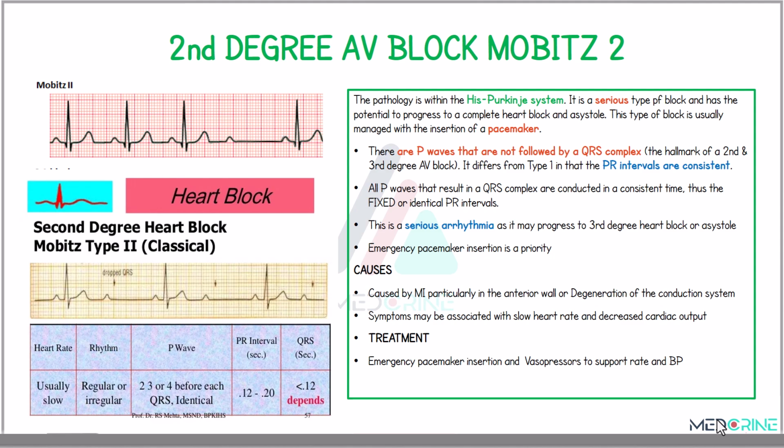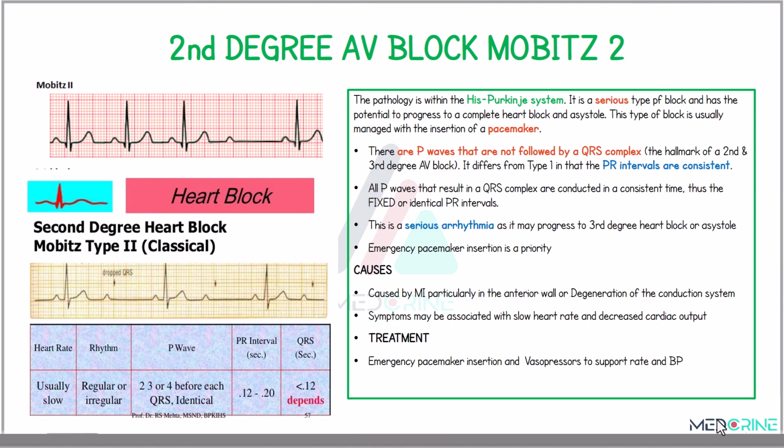In this case, there are P waves that are not followed by a QRS complex. You remember what we said, the hallmark of second and third degree atrioventricular blocks? The P waves which are not followed by a QRS complex. And it differs from Mobitz type 1 in a way that the PR intervals here are consistent. You remember in Mobitz type 1, we have a continuous prolongation of the PR interval.